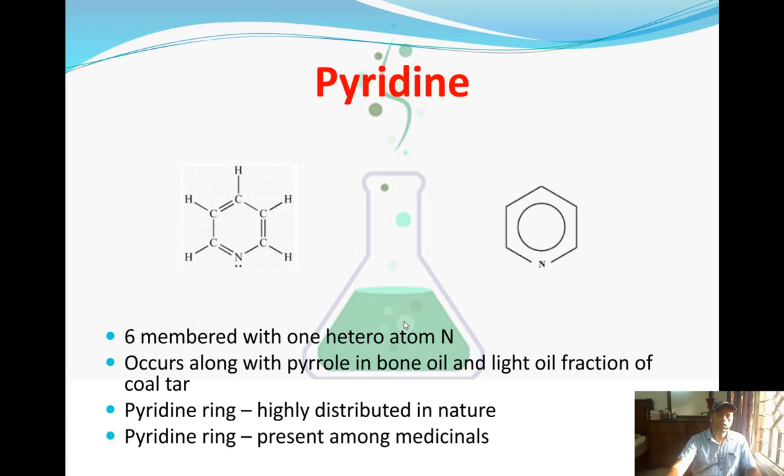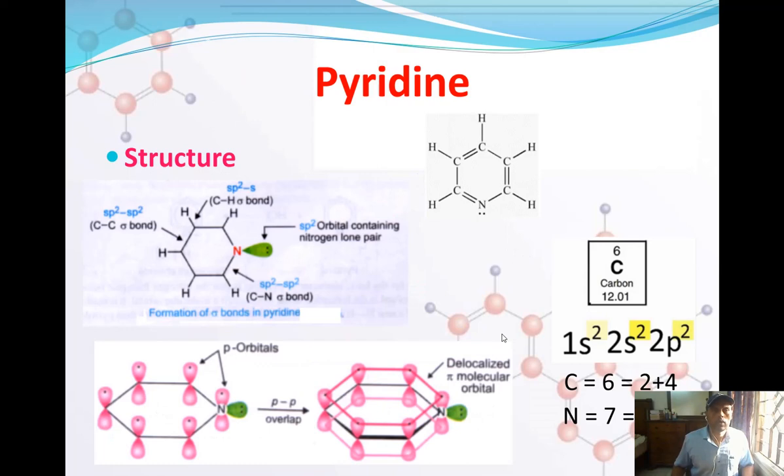Pyridine occurs along with the pyrrole in bone oil and the light oil fraction of coal tar. We studied about this in pyrrole, right? So the pyridine ring is highly distributed in nature, and pyridine is also present in medicinals. So we are going to study about these in the later part. Next, we will go to the structure. We will look at the structure in detail.